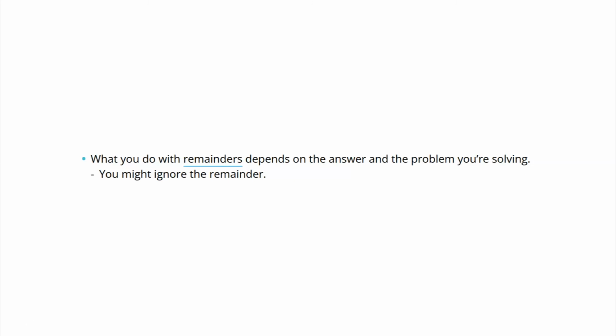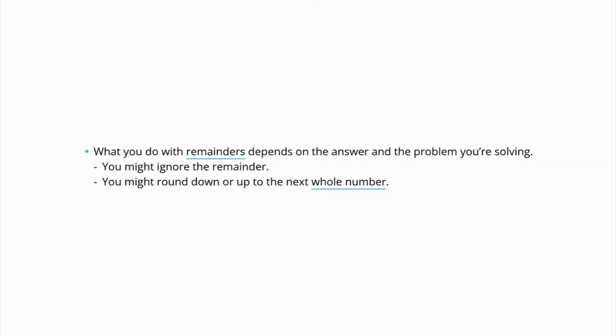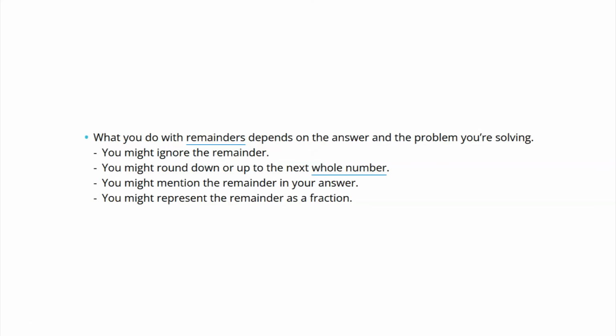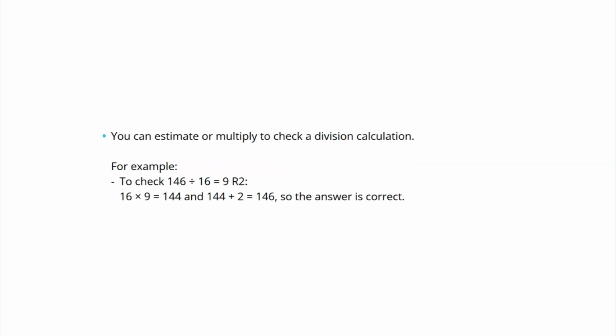You might ignore the remainder. You might round down or up to the next whole number. You might mention the remainder in your answer, and you might represent the remainder as a fraction. You can estimate or multiply to check a division calculation. For example, to check 146 divided by 16, which is equal to 9 with a remainder of 2, you start off by multiplying the 16 times your 9, which gives you 144, and then you add the remainder, which is 2, to get 146, so that confirms that your answer is correct.